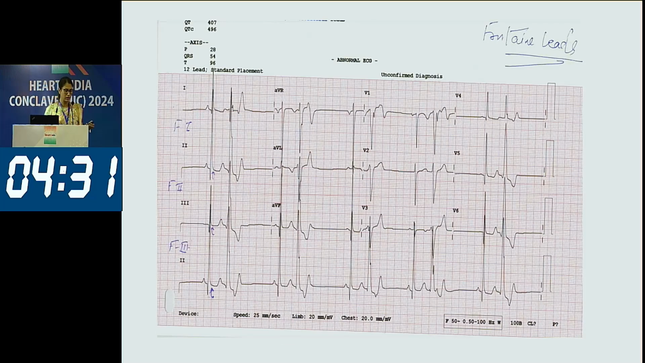So the only thing I did is Fontaine leads. What do you mean by Fontaine leads? Instead of unipolar leads, Brugada, I didn't get anything. So Fontaine is, you bring your right arm to the base of the manubrium sternum here, and then the LA lead to the xiphisternum, and the left leg lead to the fifth intercostal space in the mid axillary line, and you have F1, F2, F3. That means I want to bring out changes in the RVOT, because ARVD is a triangle of dysplasia, right? And you can pick up some abnormalities here.